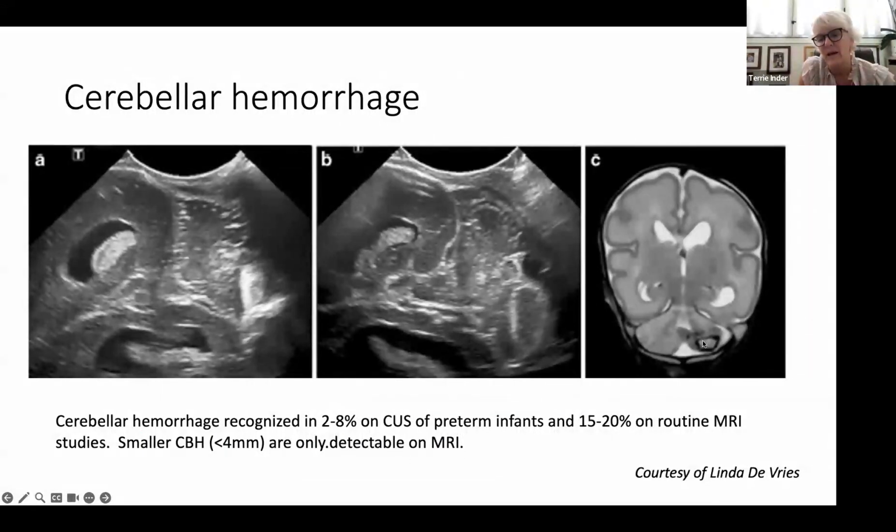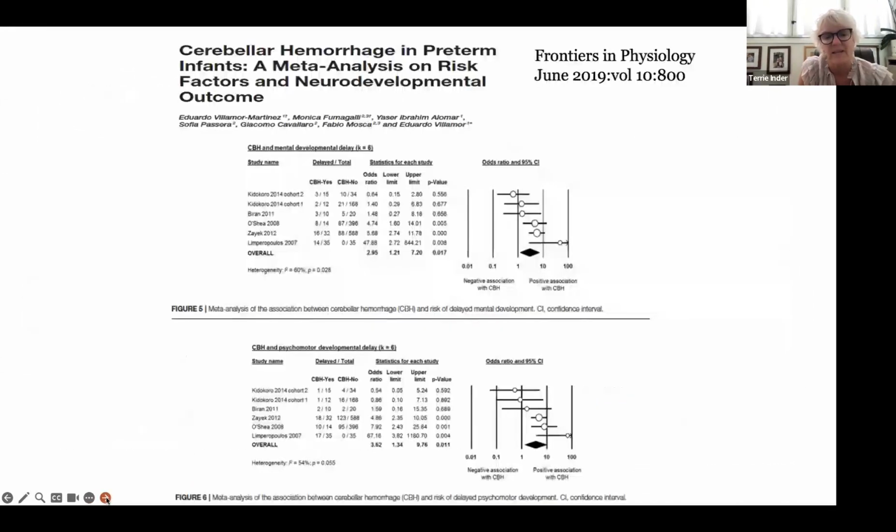You can see here a unilateral cerebellar hemorrhage, which again is important to know about because it carries prognostic significance. You can see this here in Kathy Lamperopoulos's review, where the elevated risk for both cognitive and motor development is around 3 to 4-fold increased.